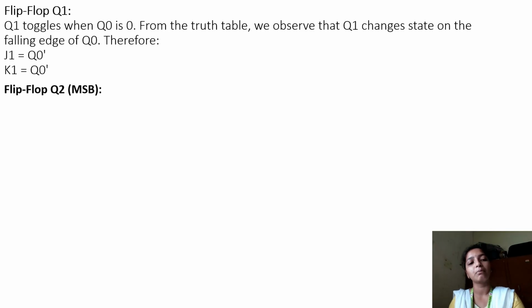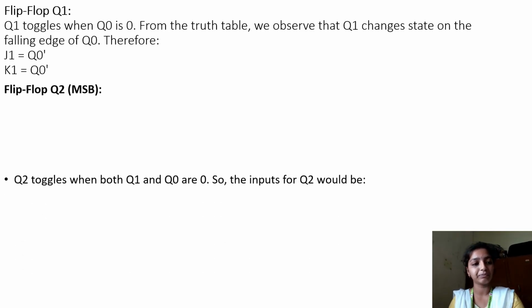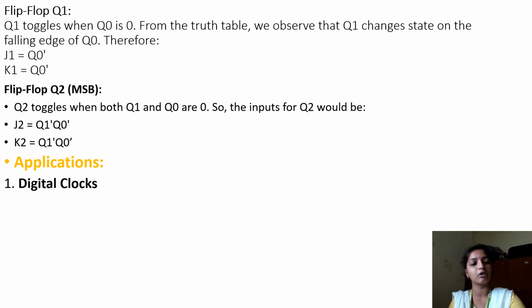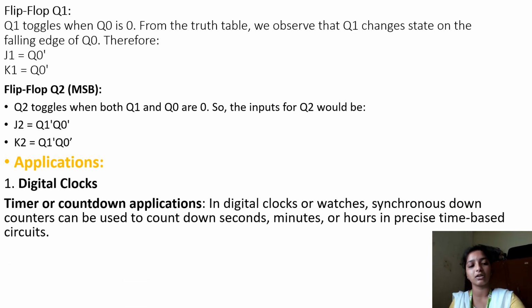Flip-flop 2, the most significant bit: Q2 toggles when both Q1 and Q0 are 0. So the inputs for Q2 would be J2 is equal to Q1 Q0, K2 is equal to Q1 Q0. And the applications of these synchronous down counters: digital clocks. These are used in digital clocks, time or countdown applications.